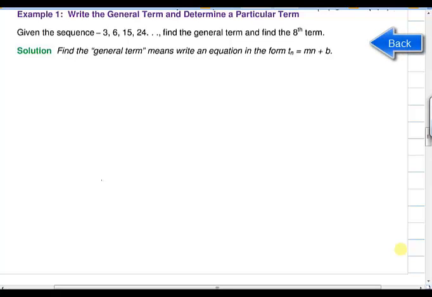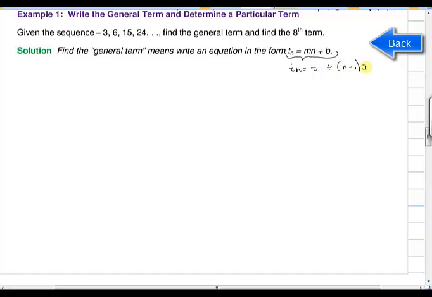So let's take a look at our first example. You are asked to write the general term and determine a particular term. So you are given the sequence -3, 6, 15, 24, ... meaning infinite. We don't know what the last term is, or there is no last term, right? It's infinite. Find the general term and find the 8th term. So to find the general term means to write an equation in the form of T subscript n equals mn plus b. That means that you want to start with T subscript n equals T1 plus n minus 1 times d.